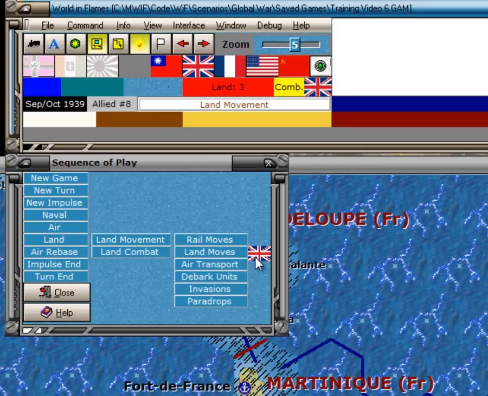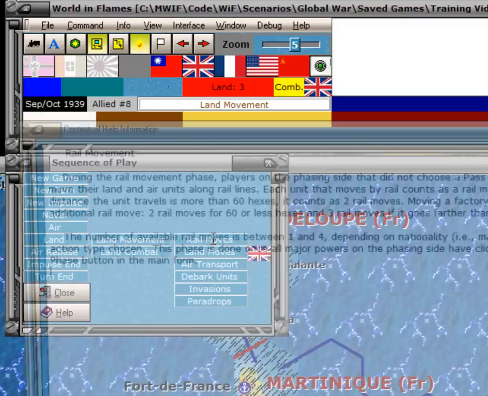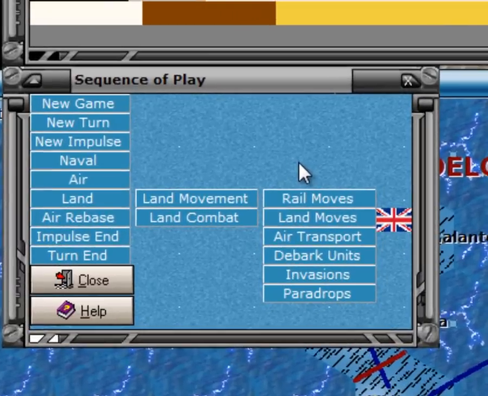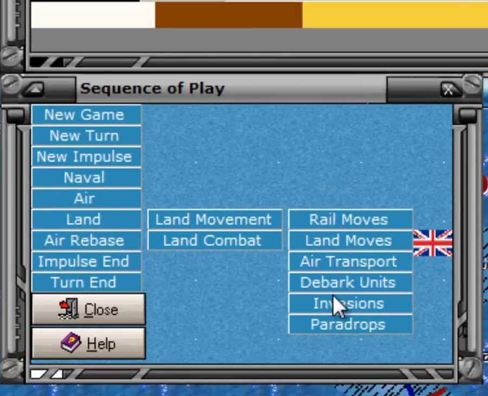Right now, because the flag is lit next to land moves, and it's Commonwealth, what we're doing is the Commonwealth land moves during the land movement group, during the land stage. If you want to know what these phases are about, you just right-click on them, and it brings up a short description. So the rail movement, the phasing side is the only group that can do rail moves, and they cannot do them if they've taken a pass or a naval action, and so on. So the sequence of play menu not only tells you where you are, it enables you to bring up help messages describing each phase in the game.